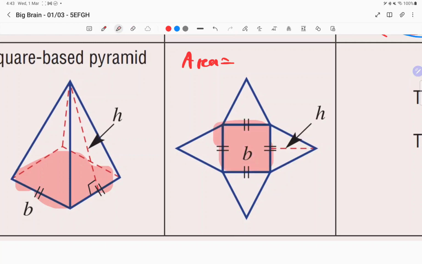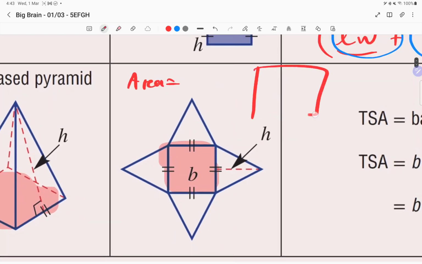Given that the side is B. What's the formula for the area of a square with side 2, for example? What's the area of this? If it's a square, it will be 2 on all sides, right? Then the area will be 4. Yes, how did you get 4? It's just the side times by itself.